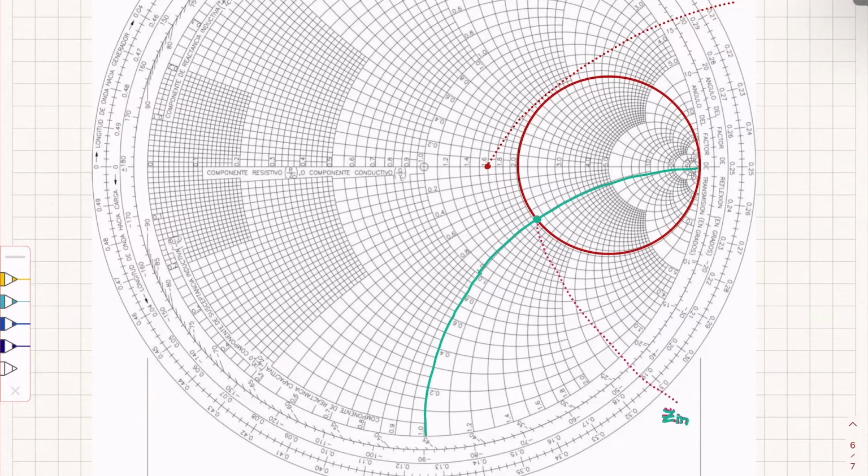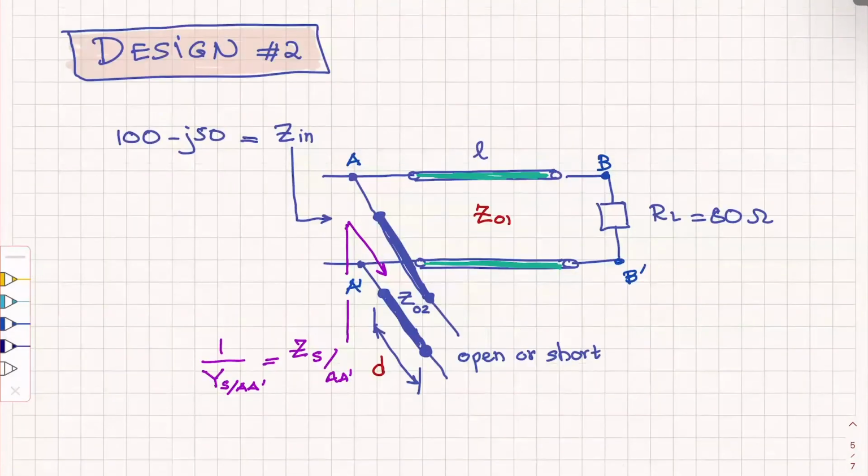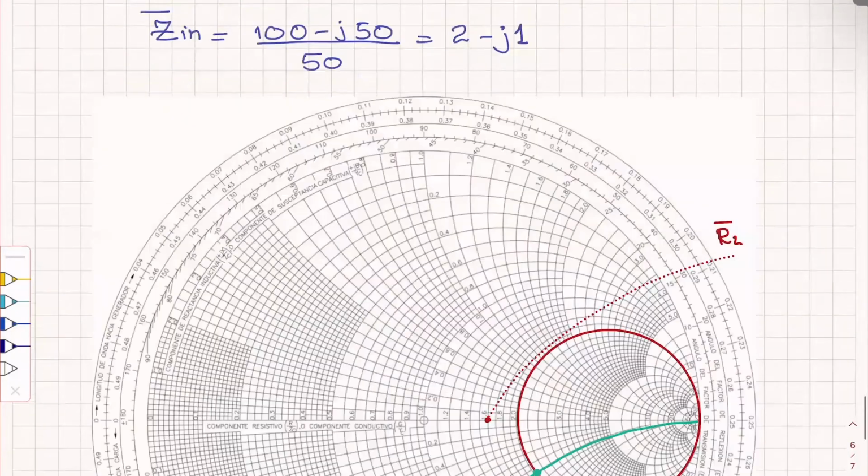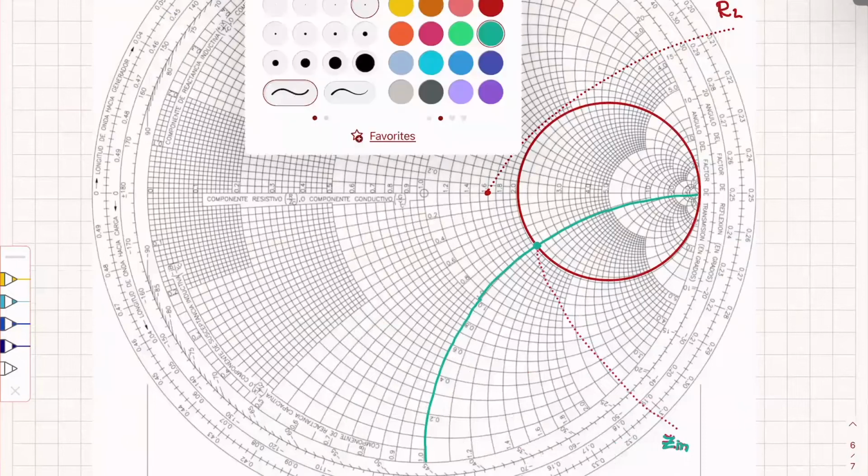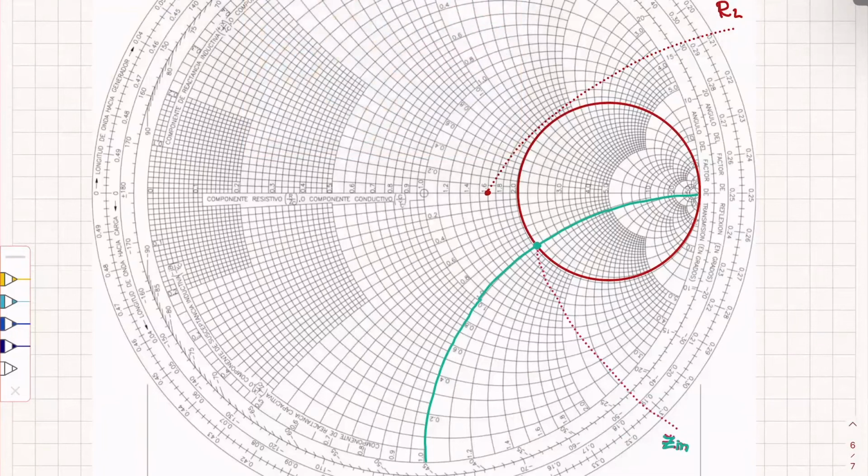If I move along a transmission line, going from the load to the generator, the only way I can move is along a circle which goes through the center of the chart. Let me do it with blue. The circle is centered at the center of the chart and goes through that point, R sub L normalized. So the only way I can move from R sub L on a transmission line is going around a circle like this.